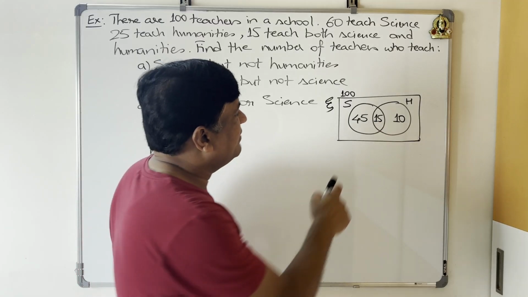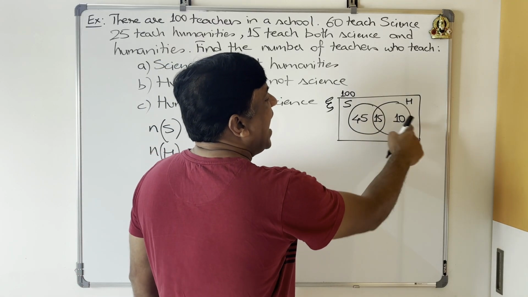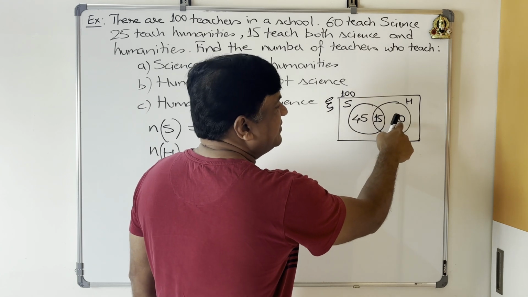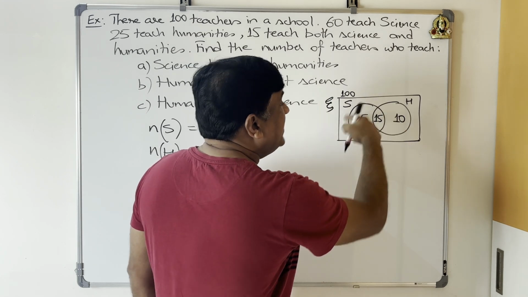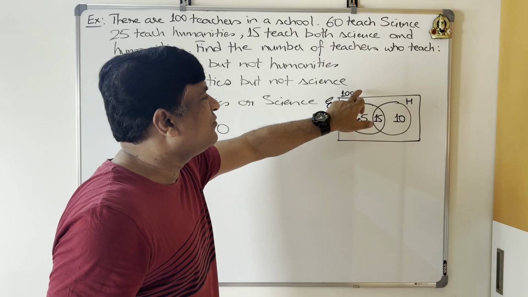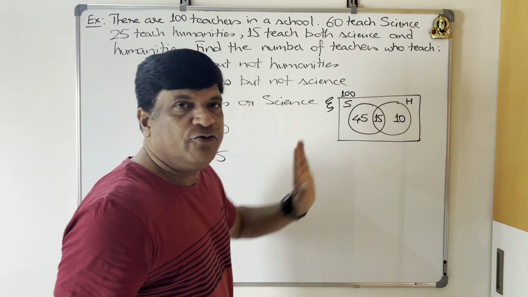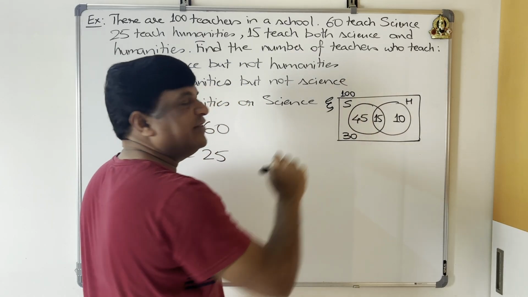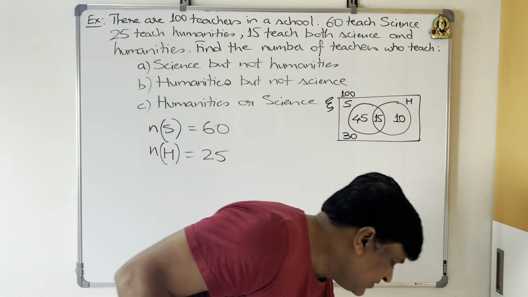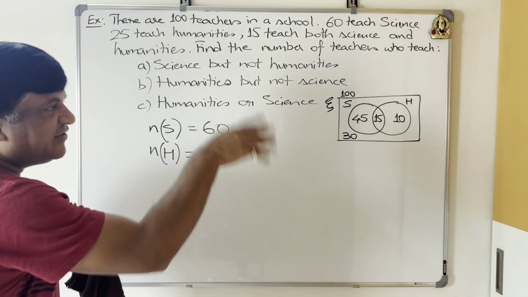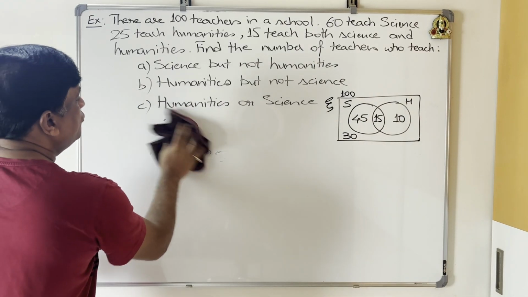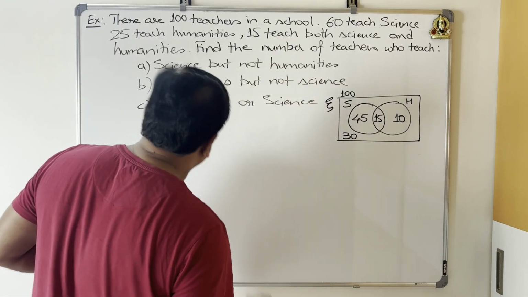When you add all of these, what do you get? 45 plus 15 is 60, and 60 plus 10 is 70. Only 70 out of 100 teachers are teaching science or humanities. The remaining 30 are not teaching anything, so you put that in the universe. This is how you represent it, so that it becomes very easy to calculate these numbers.